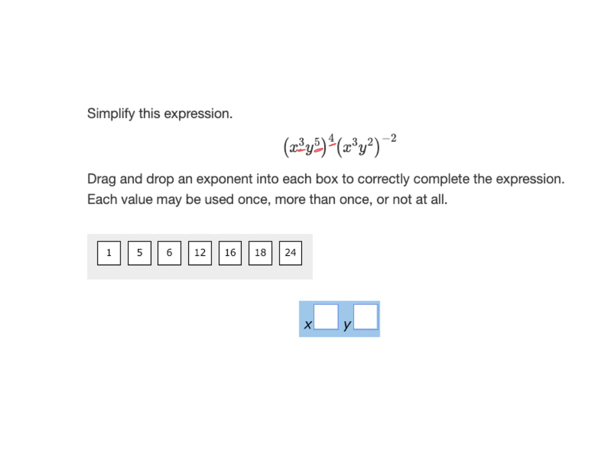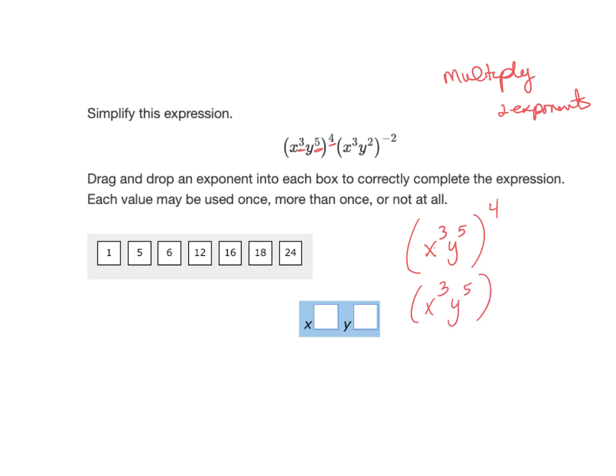And the rule for that is just to multiply the two exponents, okay? And I'll explain to you why that works. So if I have x cubed and y to the fifth, and I'm raising that whole thing to the fourth, that means I have 4 of these. I have 4 groups of these.